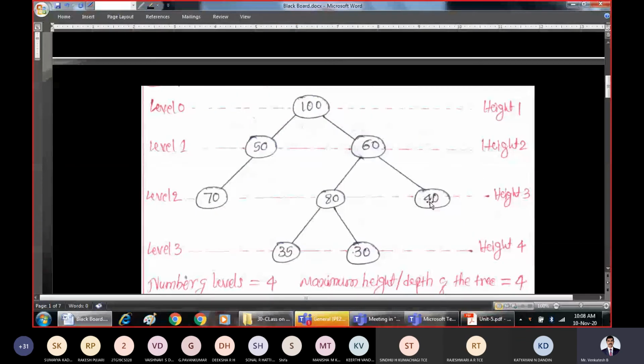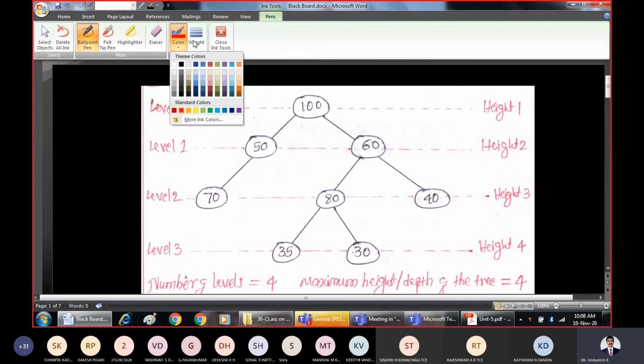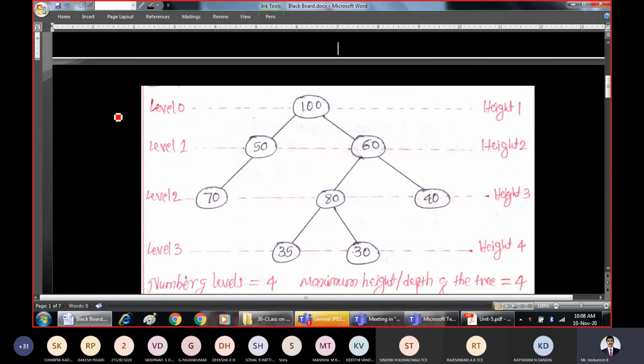For example, 100. How far is it from 100? What is the distance of 100 from itself? It is 0. That means the level of 100 is 0. So how far is 50? 50 is at a distance of 1 edge. So the level of 50 is 1. Similarly, the level of 60 is also 1, because it is at a distance of 1 node from the root node.